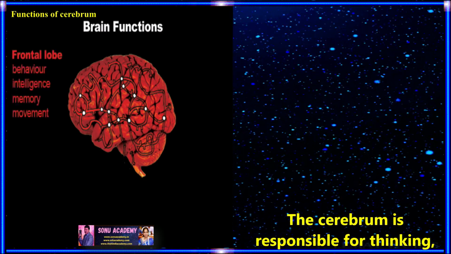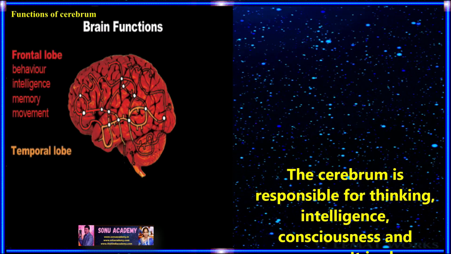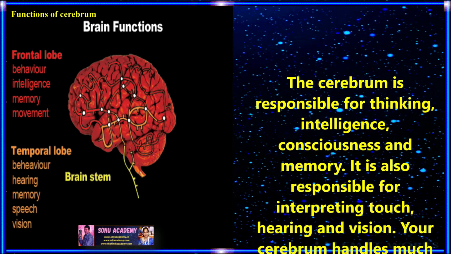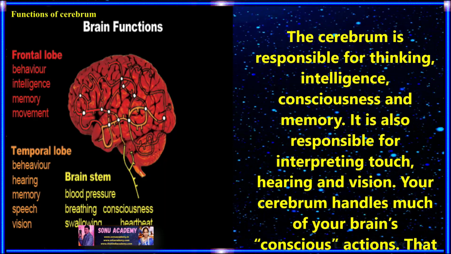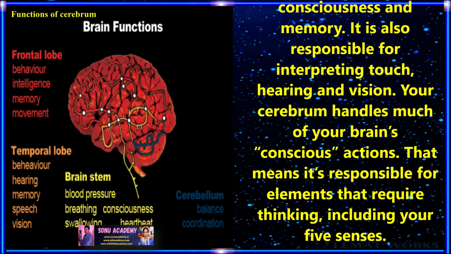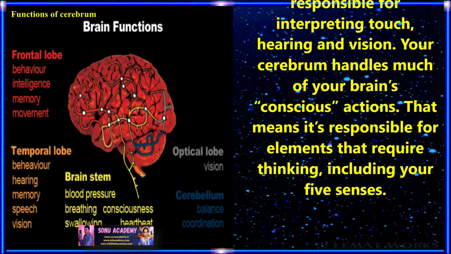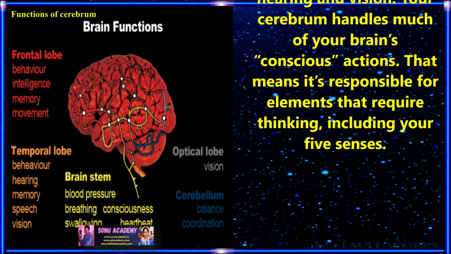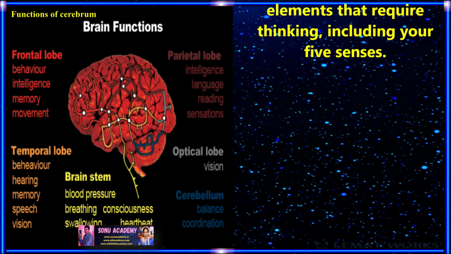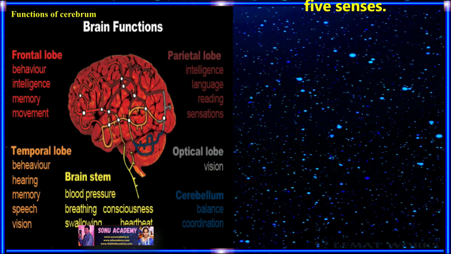Children, now let us discuss the functions of the cerebrum. The cerebrum is responsible for thinking, intelligence, consciousness, and memory. It is also responsible for interpreting touch, hearing, and vision. Your cerebrum handles much of your brain's conscious actions. That means it is responsible for elements that require thinking, including your five sense organs.